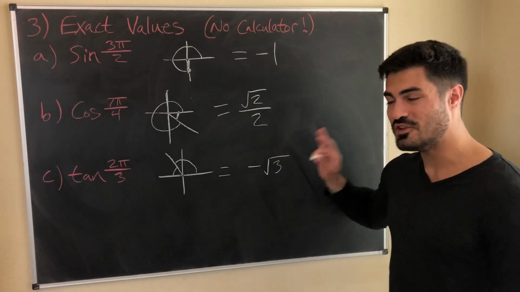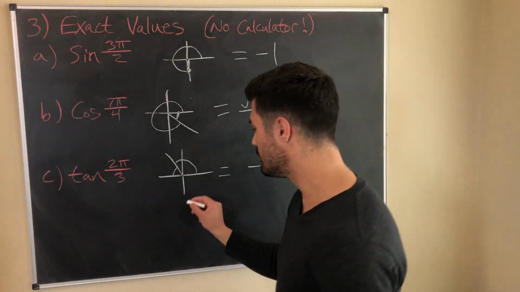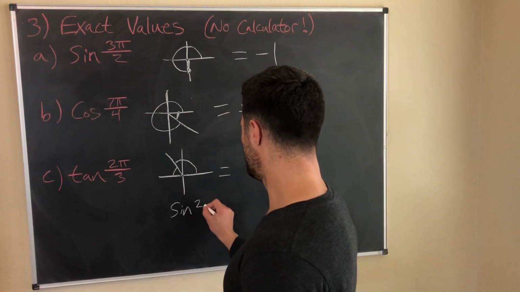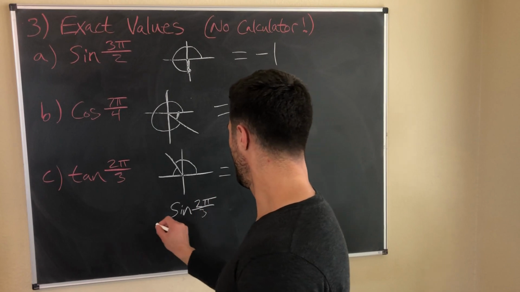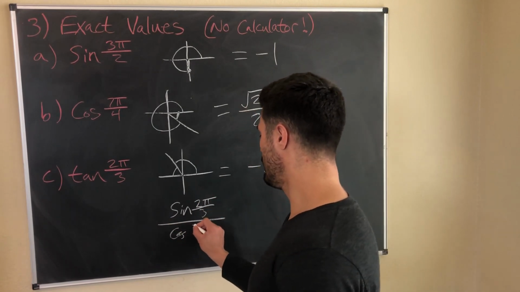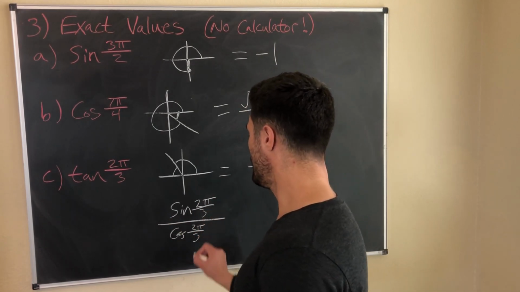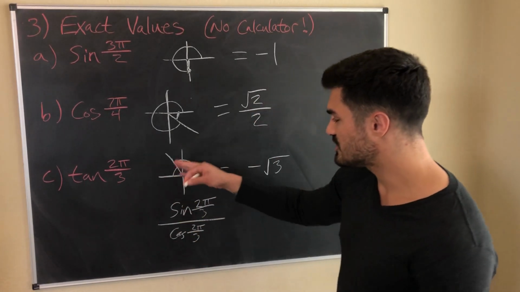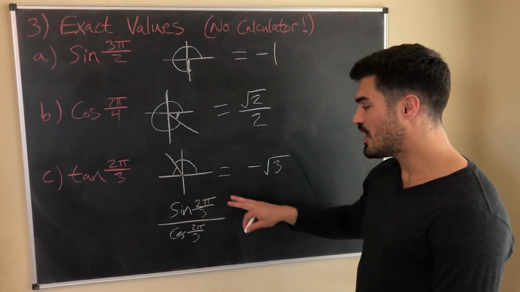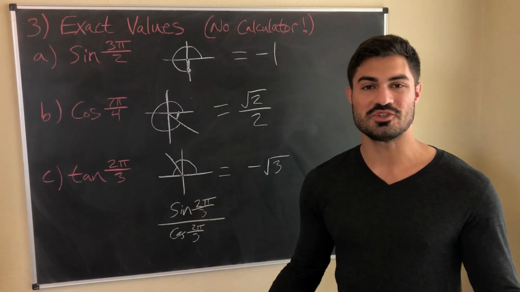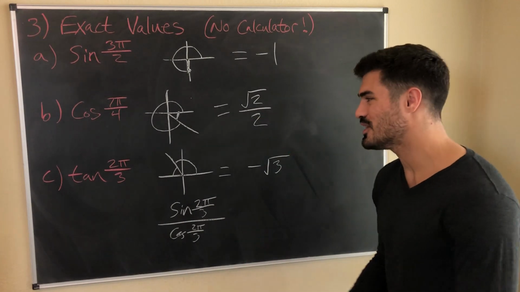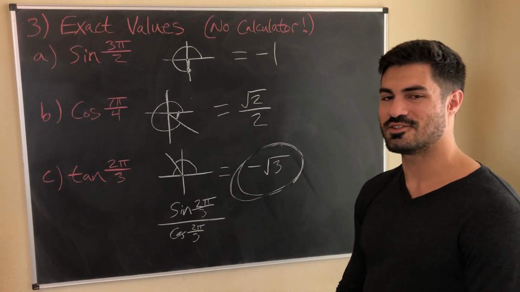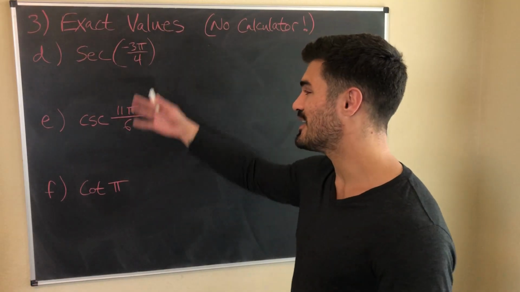But if you didn't have that memorized, what you could have done is rewrite it as sine of 2 pi over 3 over cosine of 2 pi over 3, and then found each of these. That's fine as well. You could have also noticed that this is going to be the negative of sine of pi over 3 over cosine of pi over 3. That works as well. Whatever way you want to do it. There's a bunch of different ways to go about these, but -√3 should be the correct answer. All right, so we've got a few more examples of finding exact values.